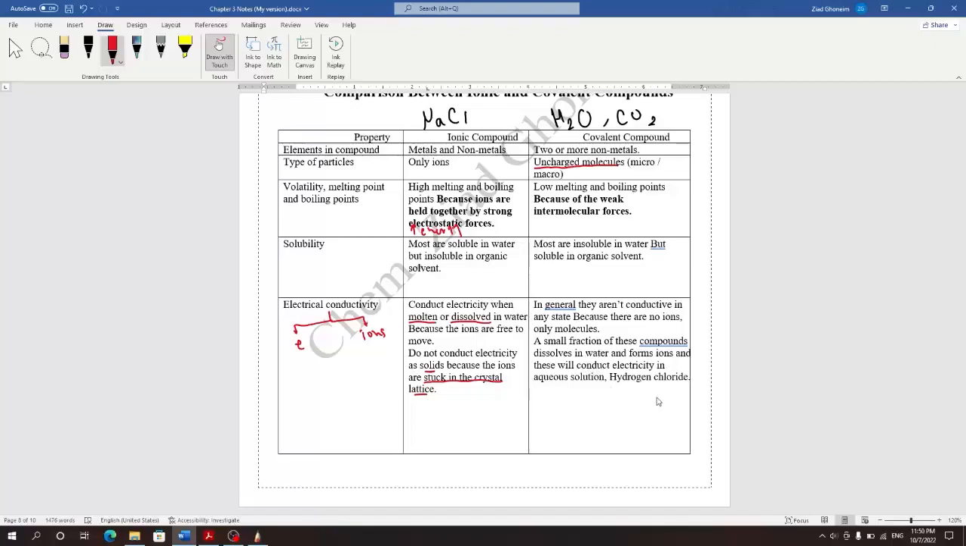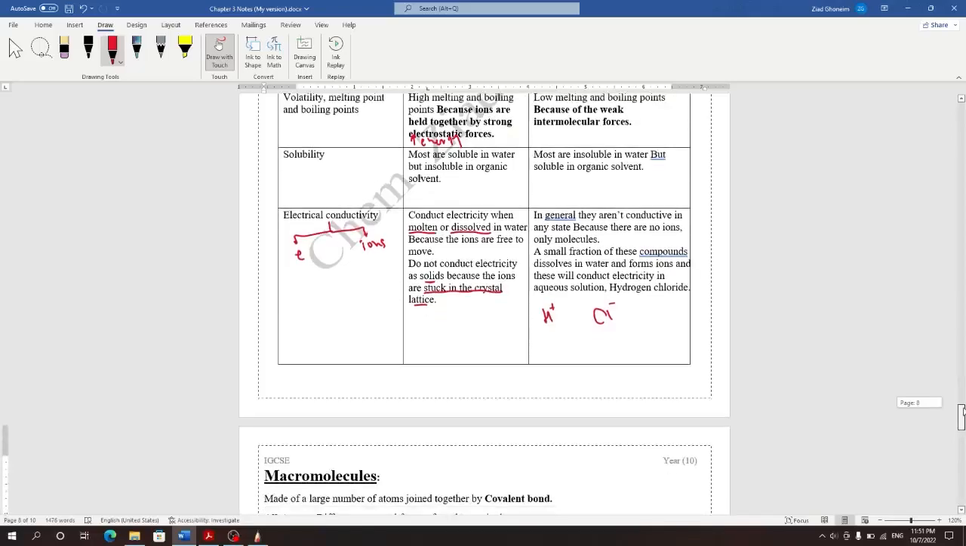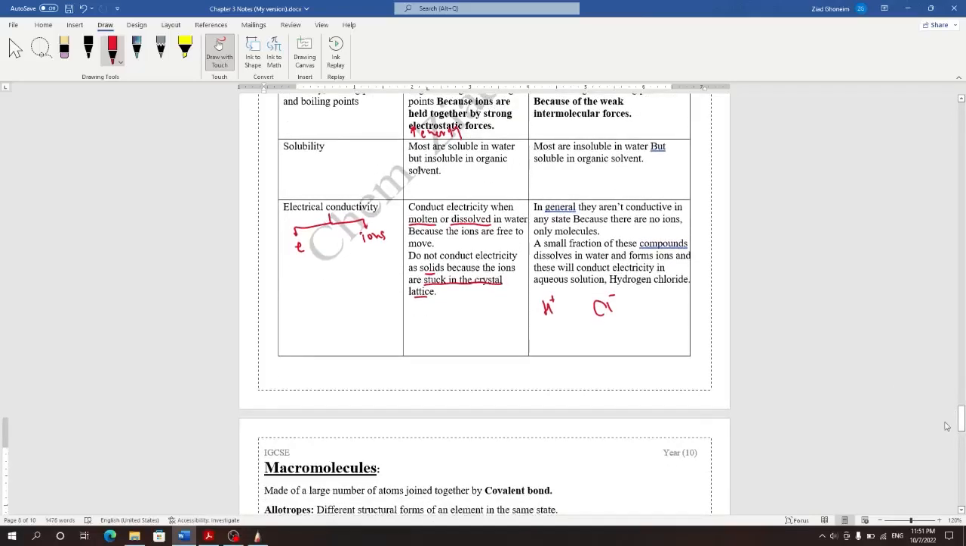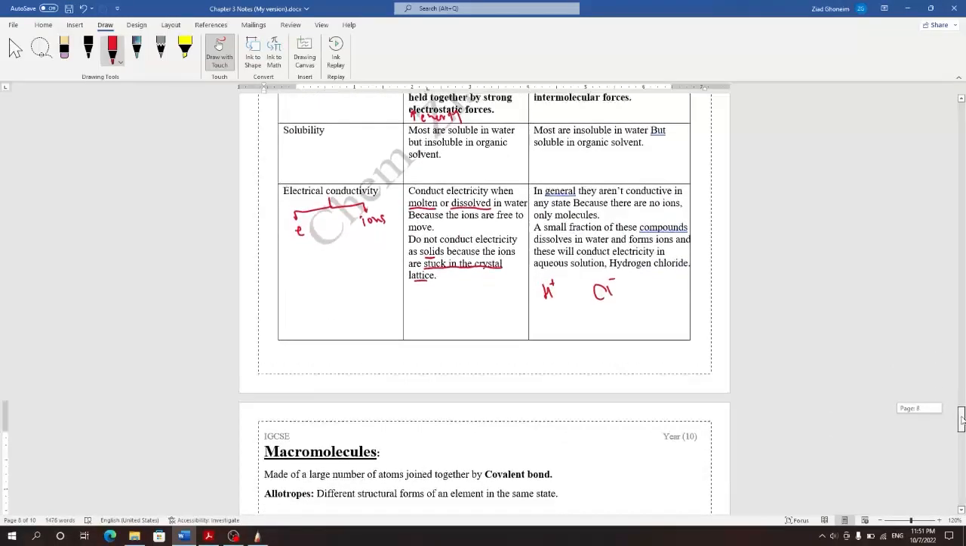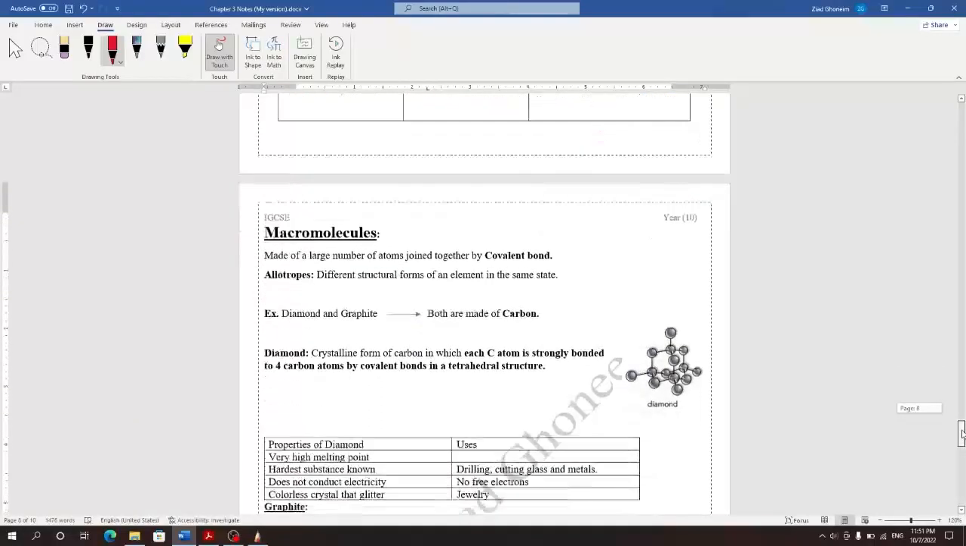For example, hydrogen chloride. When you dissolve hydrogen chloride in water, you have hydrogen ions separated from chloride ions, and each of these can transfer the electrical charge. So in that case, it can conduct electricity. But hydrogen chloride as a gas can't conduct electricity. It's just a covalent compound made of molecules and can't conduct electricity.